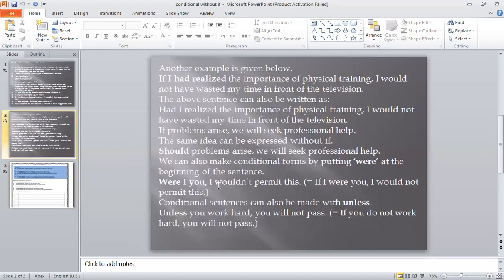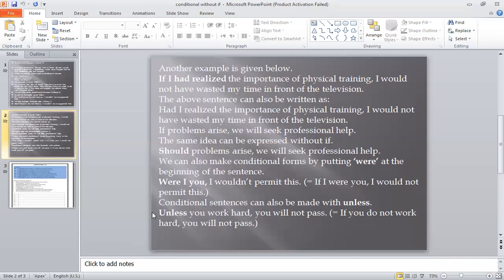Okay. Now we talked about the third and first conditional. What about the second conditional? We can make conditional forms by putting were at the beginning of the sentence. This is for the second conditional. Were I you, I wouldn't permit this. The original sentence is, if I were you, I wouldn't permit this. What did I do here? In the second conditional, I removed the if and used were at the beginning, then the I. So if I were you became were I you.